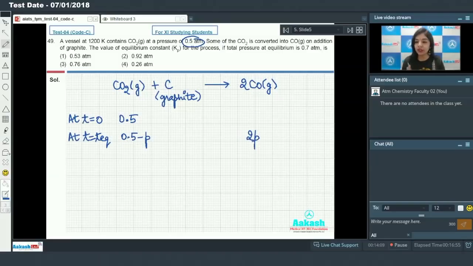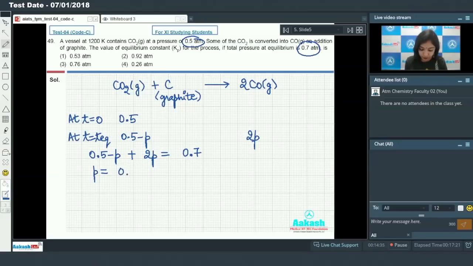Fine. And now you have been given the total pressure at equilibrium which is 0.7 atmosphere. So we can write it like this. 0.5 minus P, which is the pressure of CO2 at equilibrium, plus pressure of carbon monoxide at equilibrium which is equal to 2P. So, ये total कितना हो गया? 0.7 atmosphere. ठीक है? अब यहाँ से P की value calculate करो. So, it will come out to be P equal to 0.2 atmosphere. ठीक है? अब now you have to find out the expression for Kp.